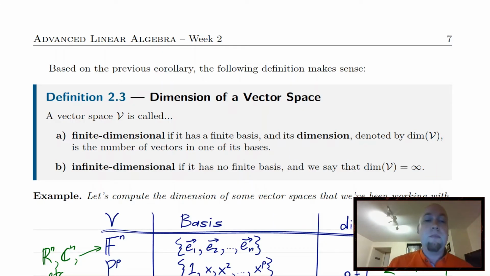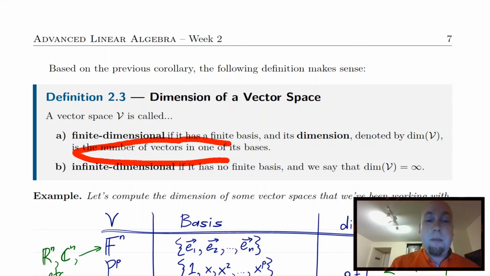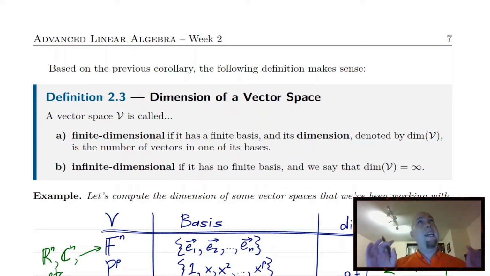So here's how it goes. Suppose that you've got some vector space V, then we say that it's finite dimensional if you can find some finite basis of that vector space, and we say that its dimension is exactly the number of vectors in one of those bases. And because every basis has the same number of vectors, this definition actually makes sense. If we didn't know that every basis had the same number of vectors, then you would ask, well, which one of its bases are you talking about? But now it doesn't matter. Just pick any old basis, and its size is the dimension of the vector space. And every basis has that same size.